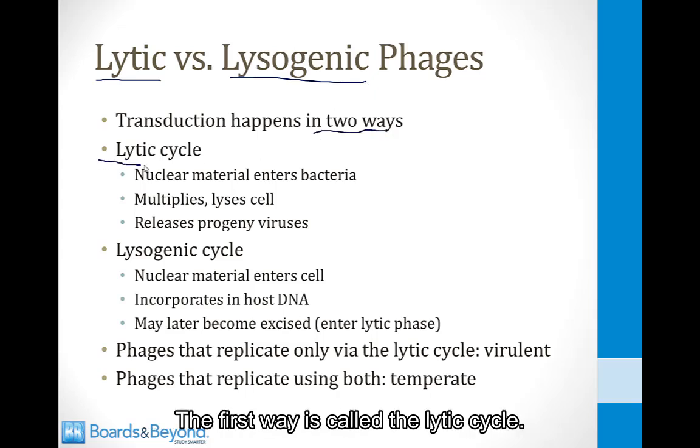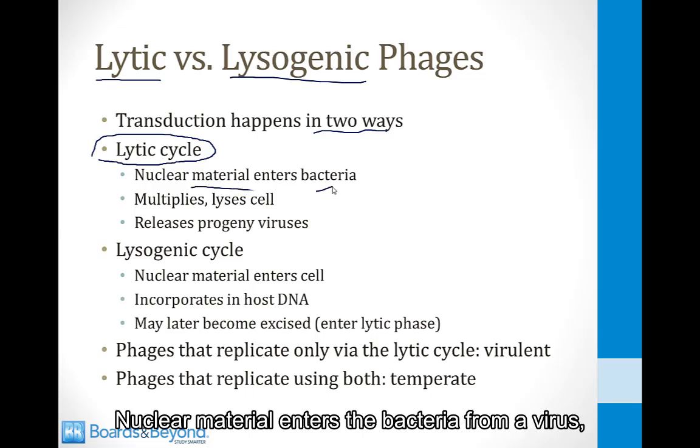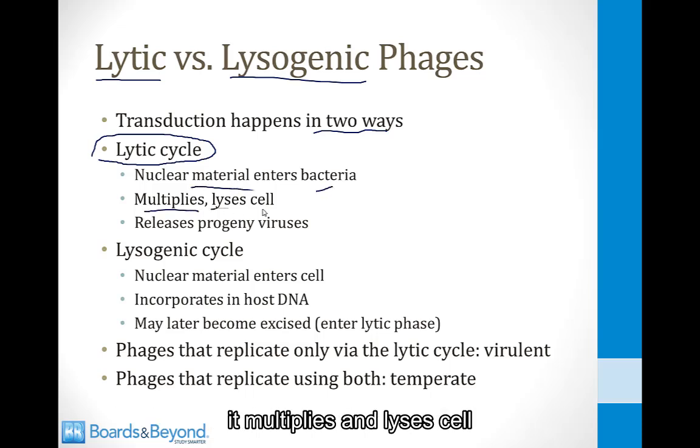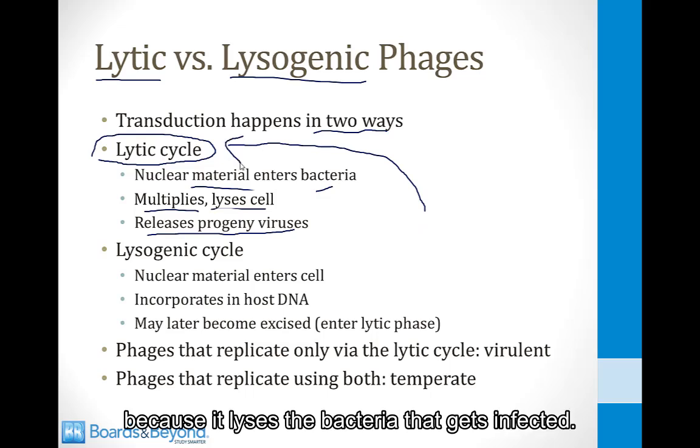The first way is called the lytic cycle, and that's that generalized transduction that I described 2 slides ago. Nuclear material enters the bacteria from a virus, it multiplies and lyses the cell, and it releases progeny viruses. This is called the lytic cycle because it lyses the bacteria that gets infected.